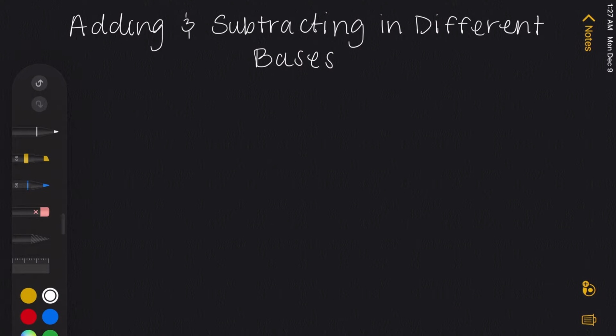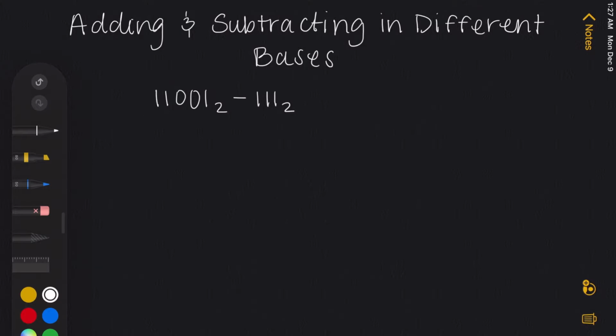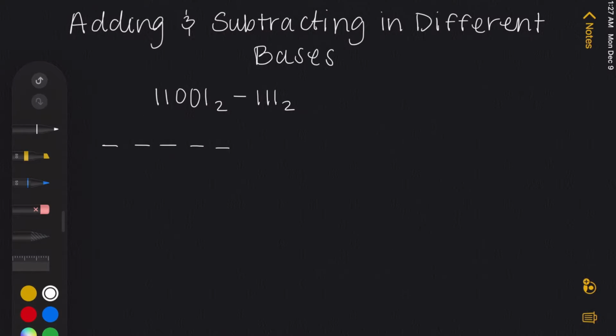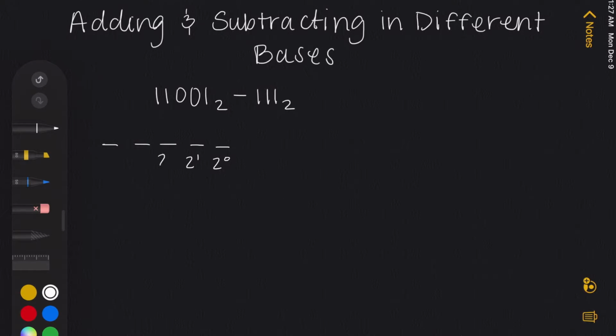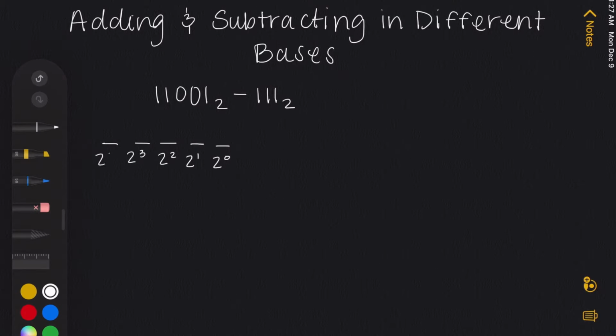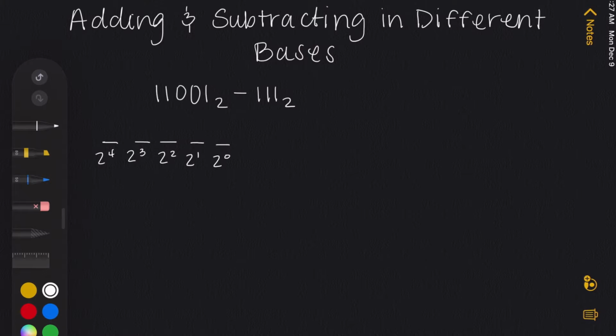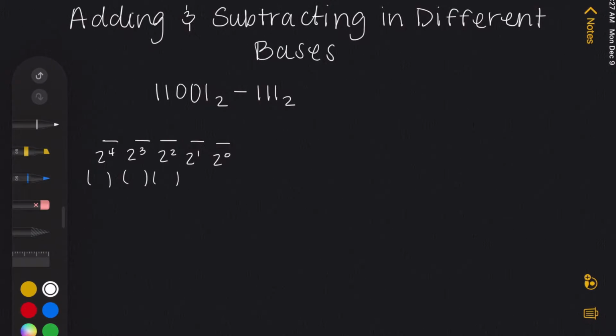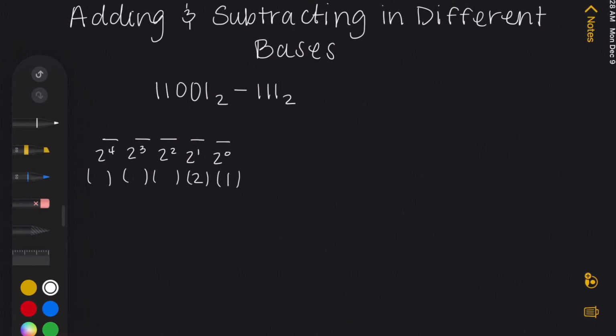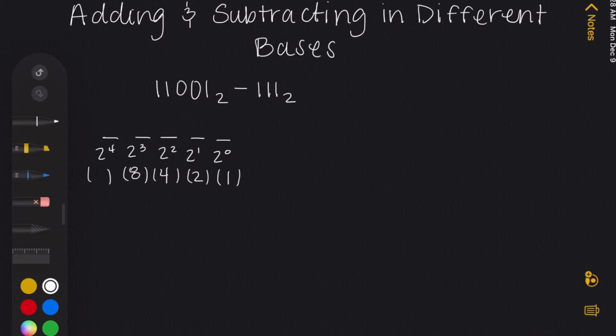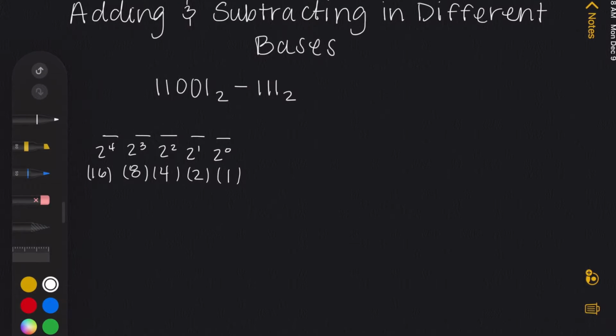Subtracting in different bases is a very similar process. So first we're going to do 11001 base 2 minus 11 base 2. The first step would be to put each number into its corresponding group. So here we have 1 in the 2 to the 4th power, 1 in the 2 to the 3rd power, 0 in the 2 to the 2nd, 0 in the 2 to the 1st, and 1 in the 2 to the 0.